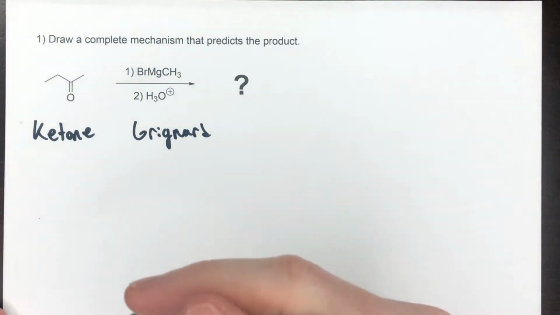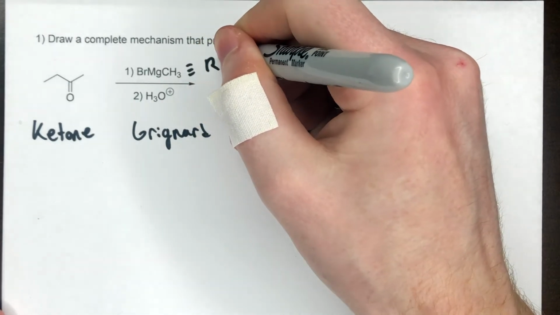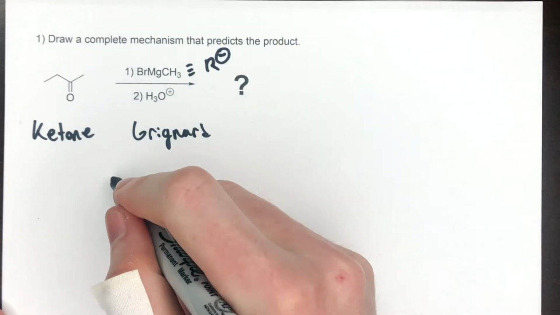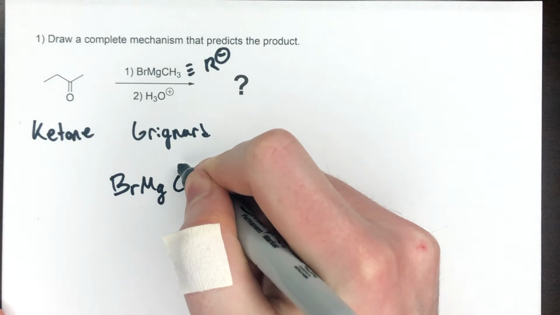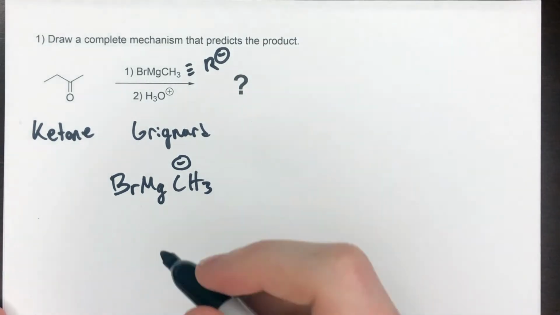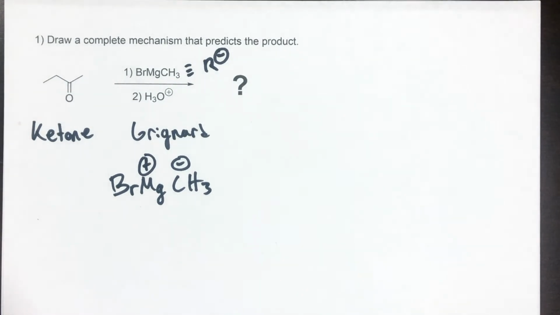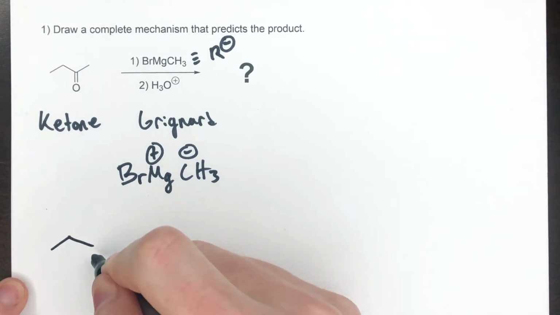Grignards, we generally treat them as an R minus, a carbanion, essentially. So our Grignard here has a negative charge on the methyl carbon, and this MgBr we treat as a positive charge. So essentially you treat this as an ionic species where you're delivering a carbanion to your system. Okay, so that's very important to note because now we have a suitable electrophile.